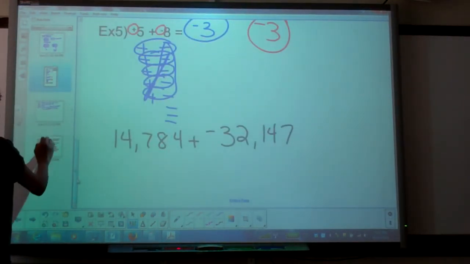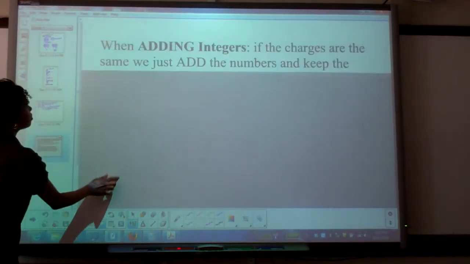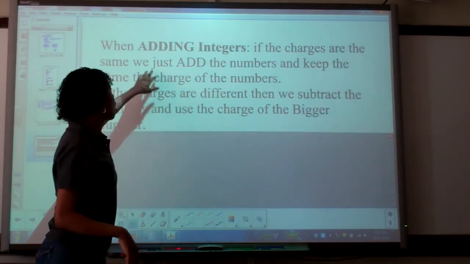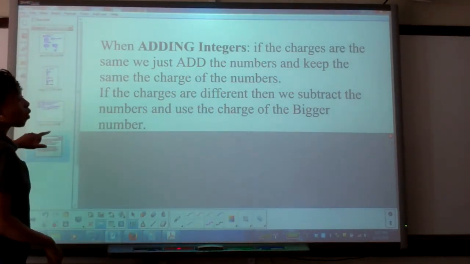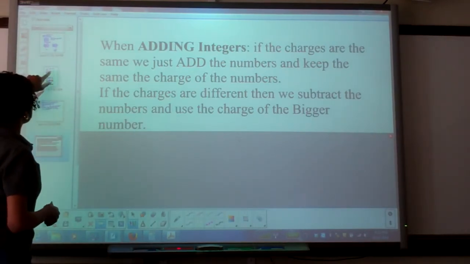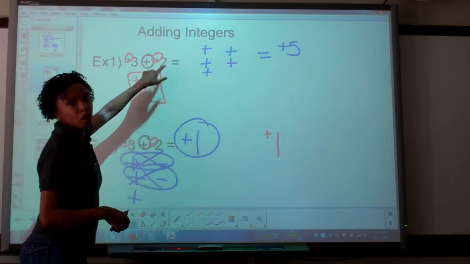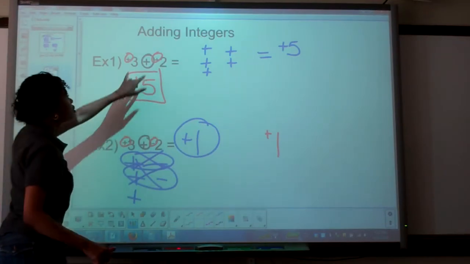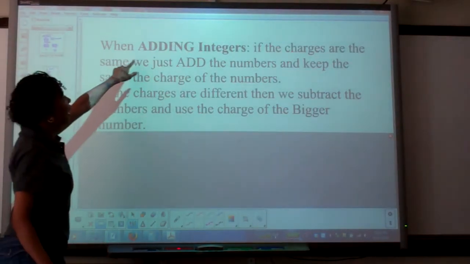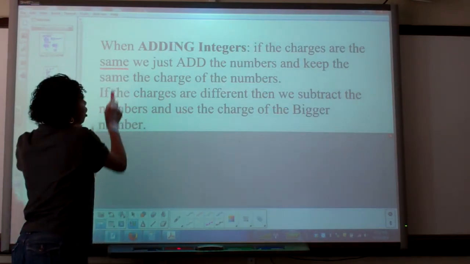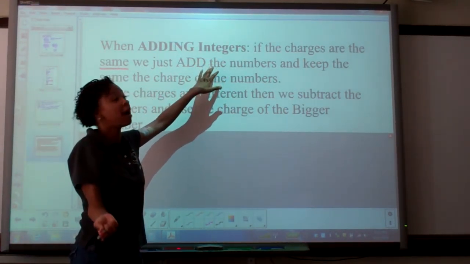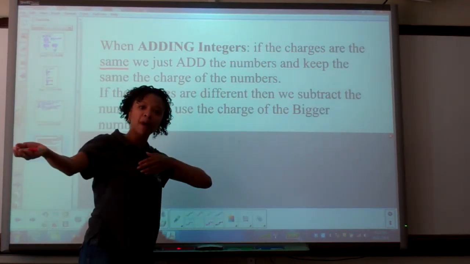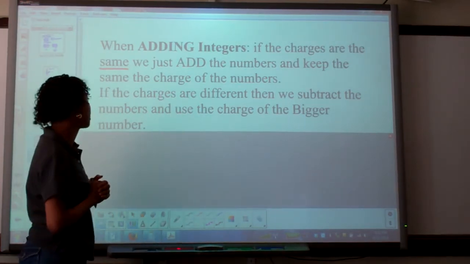Okay? So what's the rule? Simply, when I'm adding, this is the rule. When you add integers, if the charges are the same, as in example number 1, go back to example 1. In example 1, I'm adding integers with the same charge. You just add them. 3 plus 2 is 5. The final answer gets the charge that they share. The 3 and the 2 made 5, and the charge of the 5 is going to be the same as the charge of both numbers. The 3 was positive and 2 was positive, so the 5 also was positive.